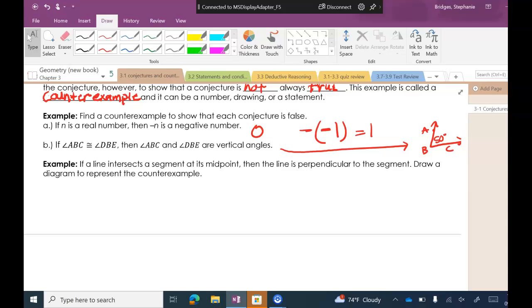Should everybody's picture look the same? No. No. If a line intersects a segment at its midpoint, it's saying that it would have to be perpendicular. It's telling you to draw a picture of the counterexample.